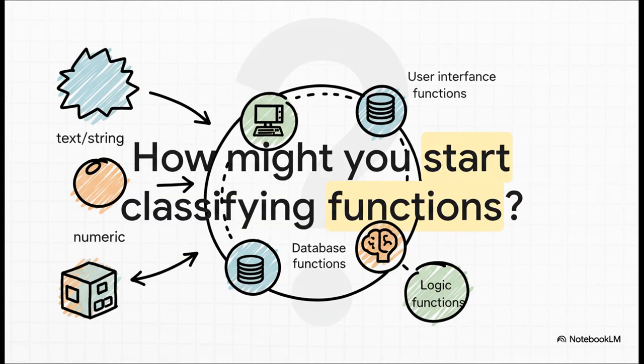So let's think like a programmer for a second. How would you actually do this? What kinds of groups could you create? Well, you could group them by what they do, right? Maybe you'd have a group for all the functions that handle math and another for functions that deal with text. Or you could get more strategic and group them by their purpose in the program. You could have a whole set of user interface functions that draw stuff on the screen, totally separate from your database functions that save and load data. See? This is where the real craft of programming starts to show.